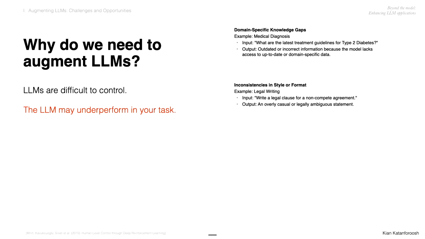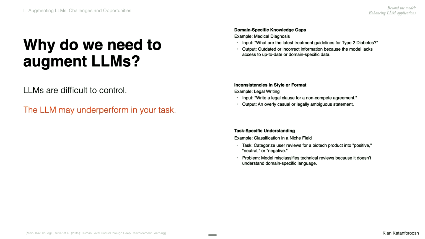Inconsistencies in style and format. So imagine you're building a legal AI agentic workflow. Legal has a very specific way to write and read where every word counts. You know, if you're negotiating a large contract, every word on that contract might mean something else when it comes to the court. And so it's very important that you use an LLM that is very good at it. The precision matters. And then, task-specific understanding, such as doing a classification on a niche field.